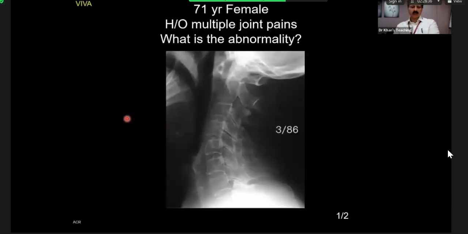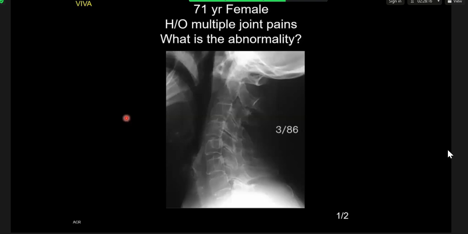Okay, again your case. Concentrate on C1 level. Right, so this is a lateral plane radiograph of a cervical spine of a 71-year-old female, with multiple joint pains. I can see an increase in the distance between the anterior arch of atlas and the dens of axis.